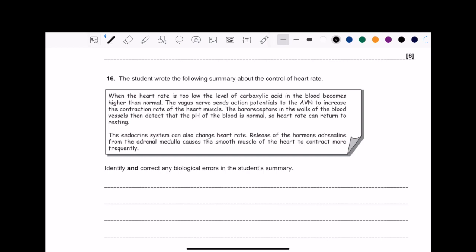The baroreceptors in the walls of the blood vessels then detect that the pH of the blood is normal, so heart rate can return to resting. It's not baroreceptors, because baroreceptors detect blood pressure, so it would be chemoreceptors. So that's the third thing. Also, one other thing I forgot to say about the sentence above it: it's not the AVN, it's the SAN.